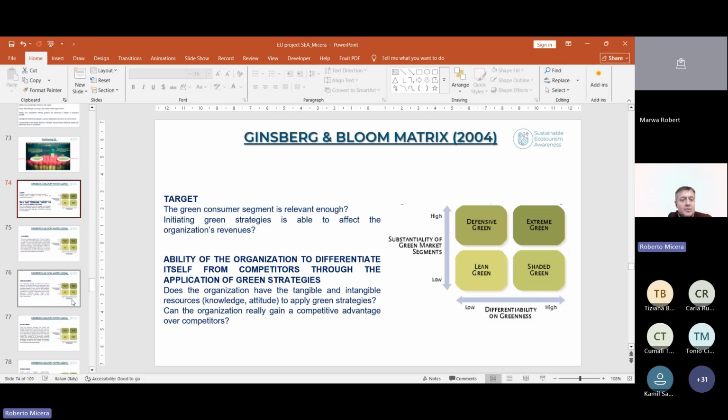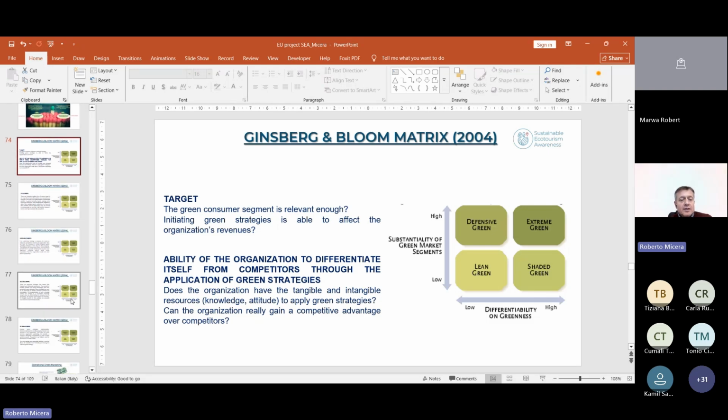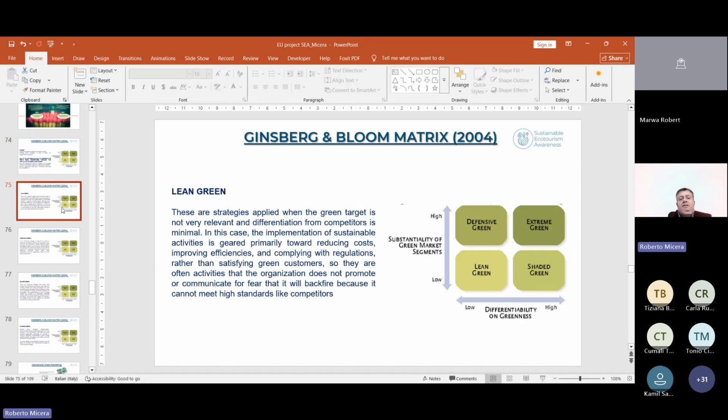When we speak about lean green, these are strategies applied when the green target is not very relevant, because in lean green we have low substantiality of the green market and low differentiability of greenness. In this case, the implementation of sustainable activities is geared primarily towards reducing cost, improving efficiencies, and complying with regulation rather than satisfying the green customer.